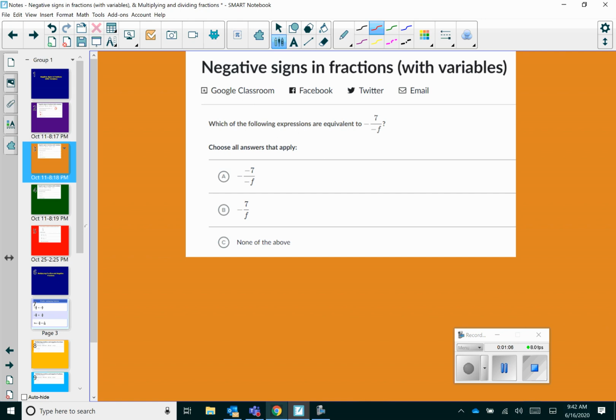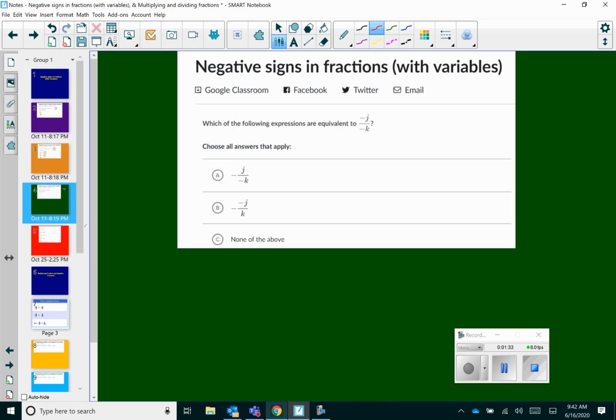Let's try another one. Which of the following expressions are equivalent to -7 over negative f? Again, we have two negatives, which is an even number. That makes our answer a positive. I can see answer choice A has three negatives, which means it's going to be a negative. Answer choice B has one negative, which makes it a negative. So in this case, the answer would be C, none of the above.